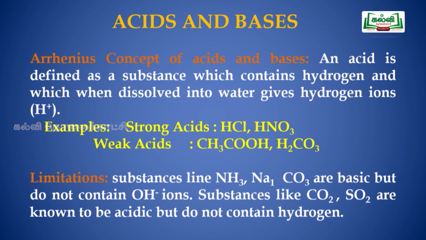So, what is the limitation of Arrhenius? The main thing is, there are certain substances which do not contain H plus and OH minus, but behave as acids or bases. That is the most important thing. For example, you take ammonia. Ammonia, we know very well it is a base, but it does not contain OH minus. It will not give OH minus in solution.